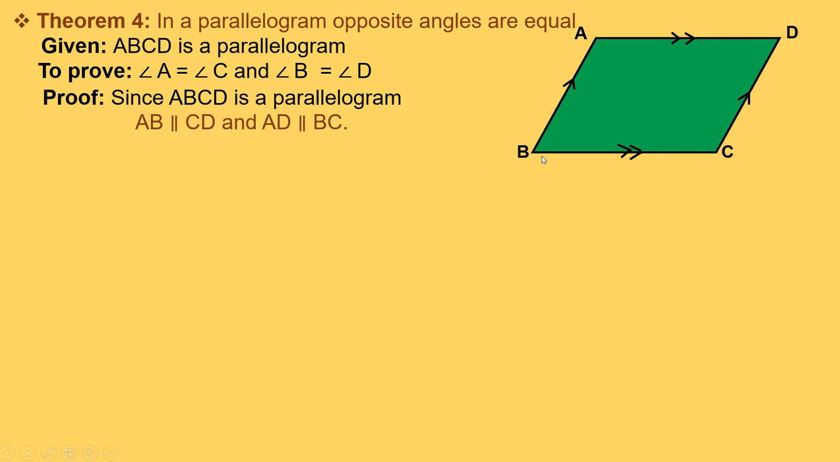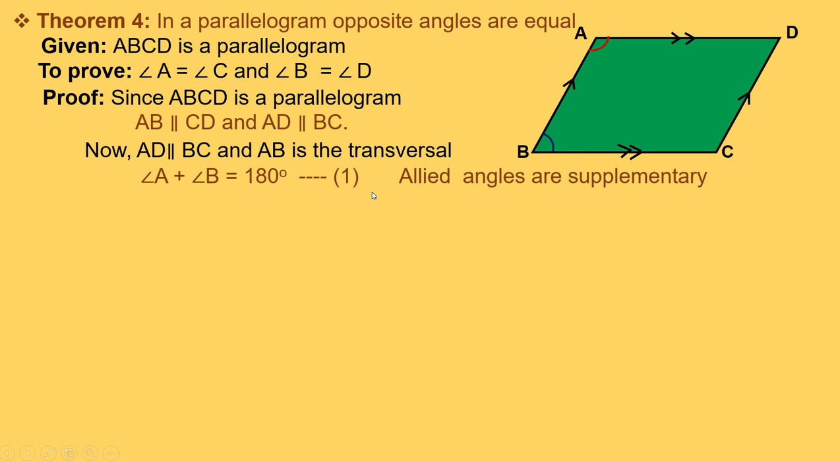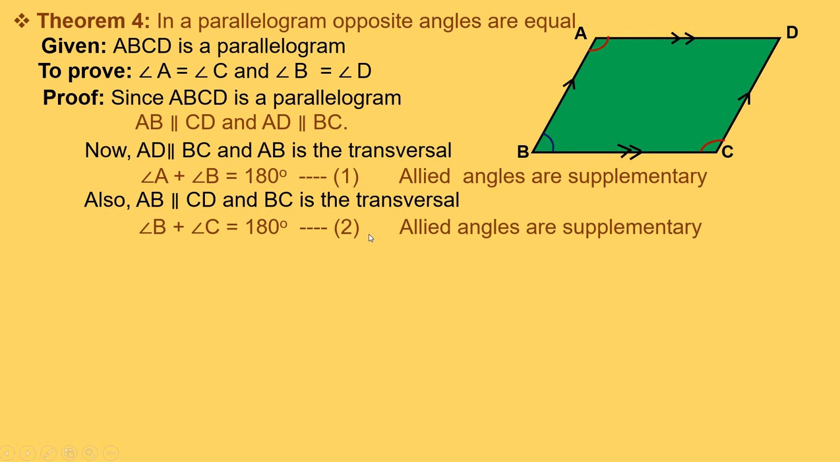Now, AD is parallel to BC and AB is the transversal. So, angle A plus angle B is equal to 180 degrees. Allied angles are supplementary. Let's take it as equation 1. Also, AB is parallel to CD and BC is the transversal. So, angle B plus angle C is equal to 180 degrees. Again, allied angles are supplementary. So, we'll take it as equation 2.